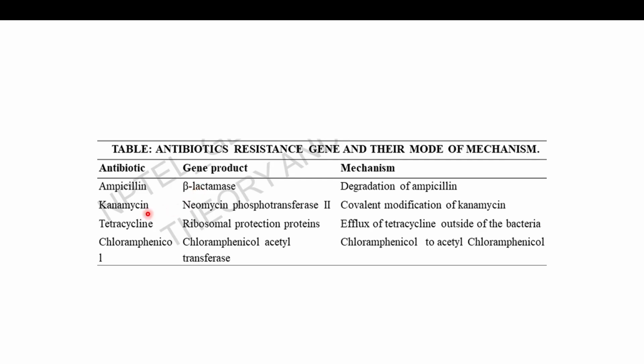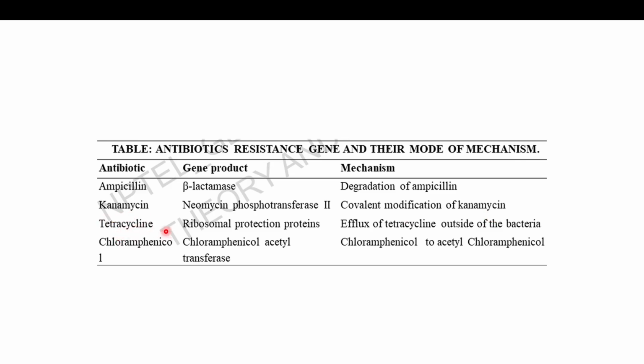Then there's kanamycin, and a kanamycin resistance gene codes for neomycin phosphotransferase 2, which modifies the kanamycin and renders it inactive. Kanamycin actually binds to the ribosomes and interferes with the translation of proteins. This enzyme introduces a covalent modification on the kanamycin, so kanamycin can't go in and bind at its site on the ribosome. Then the cells lose their sensitivity to this antibiotic and become resistant.